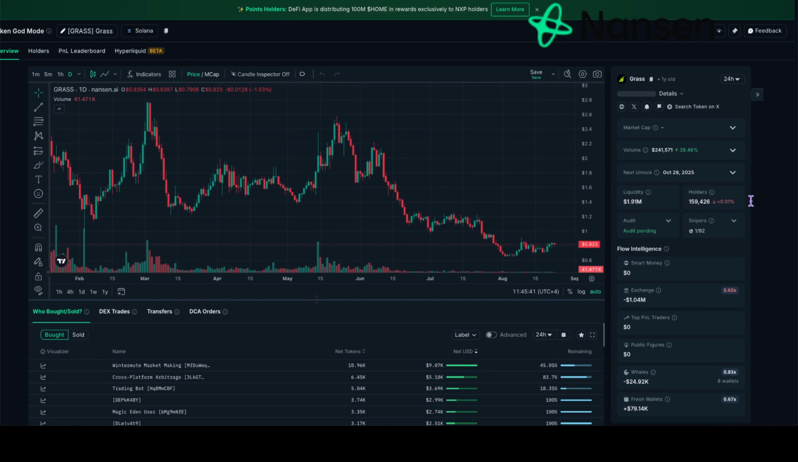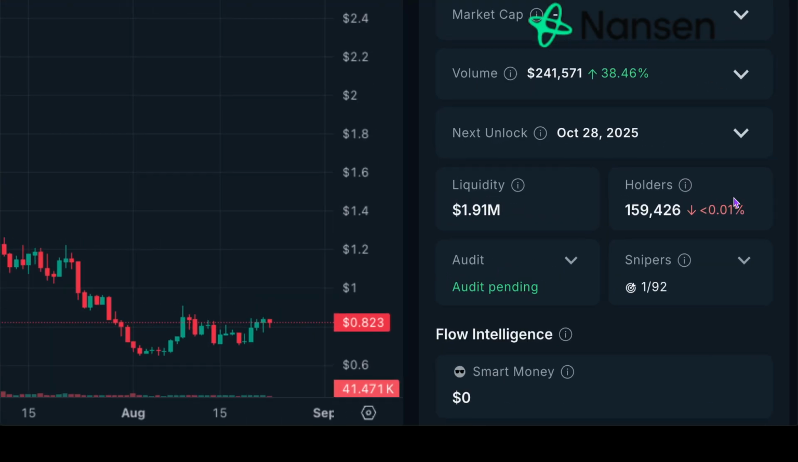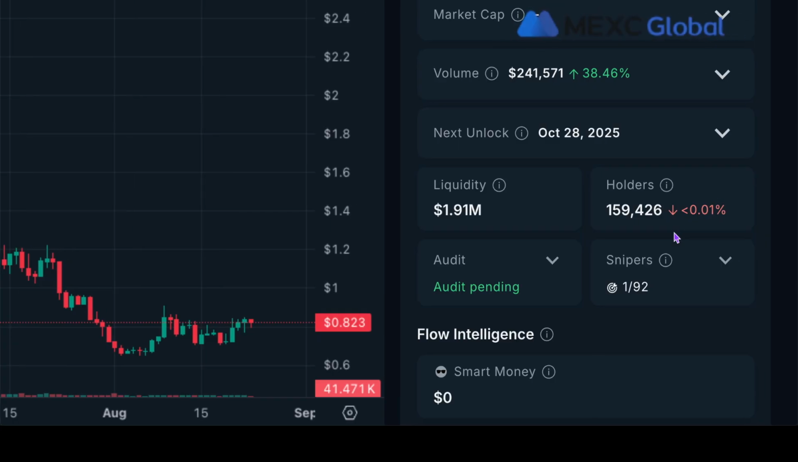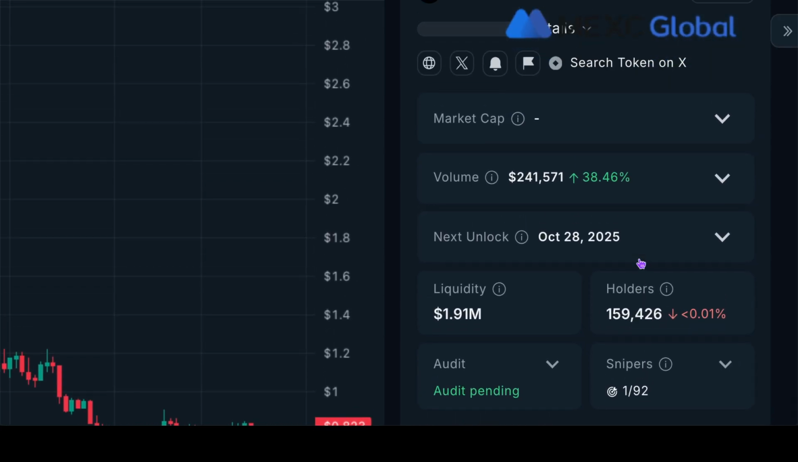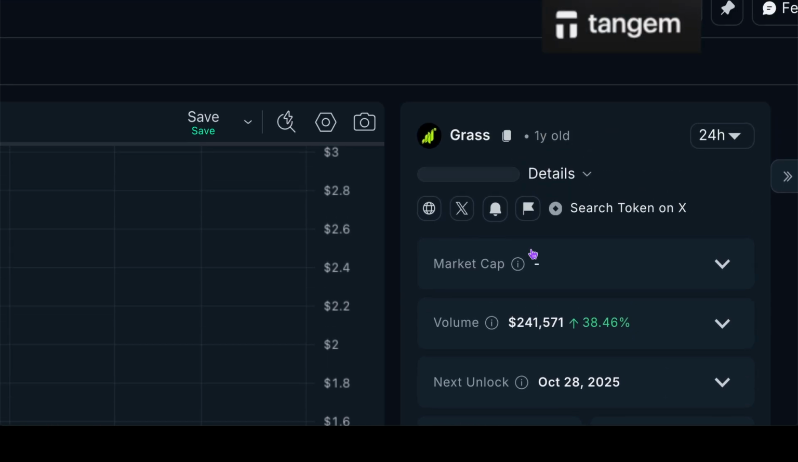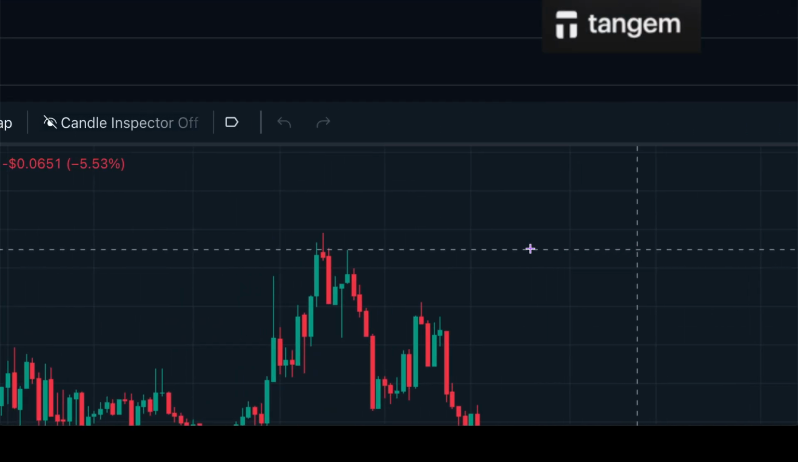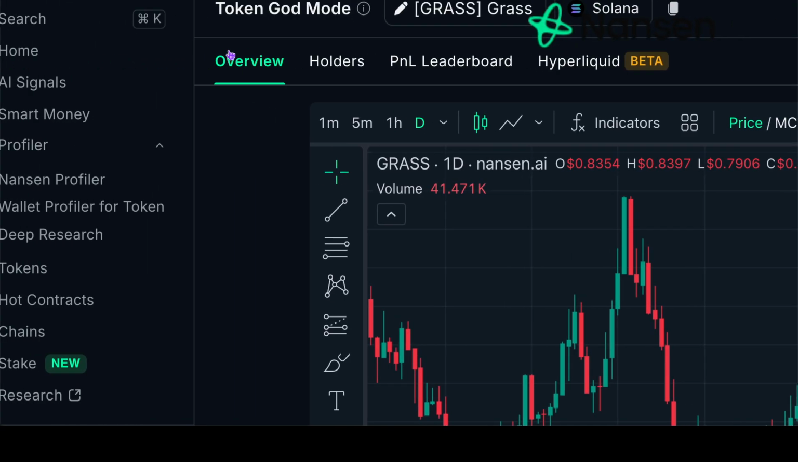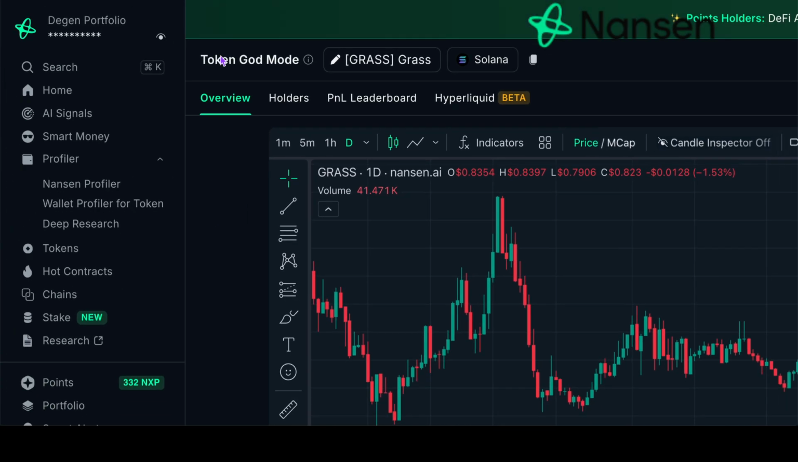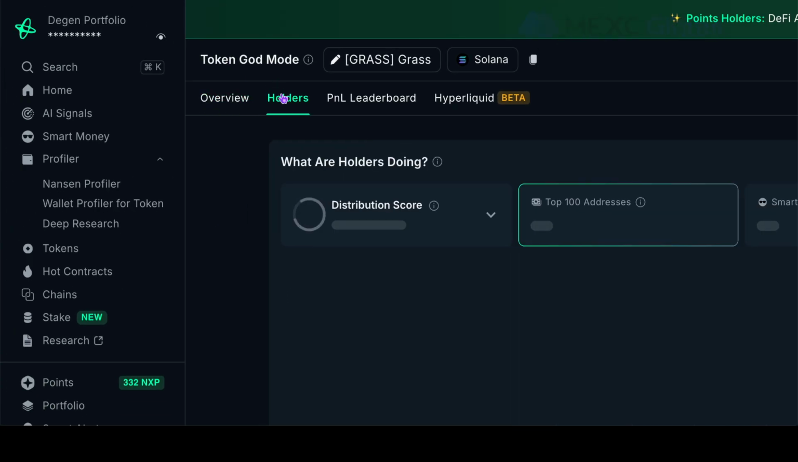Now, of course, in terms of some metrics, you can see here, holder count is down slightly. Nothing too concerning. Liquidity is good. And again, these are DEX metrics. DEX volume is very tiny, but it is there. The majority of it is coming basically from the market makers, right?